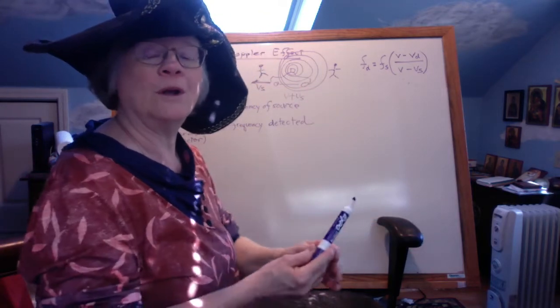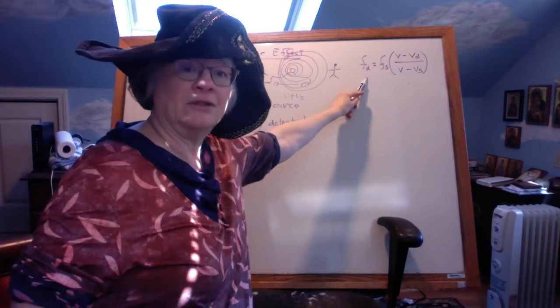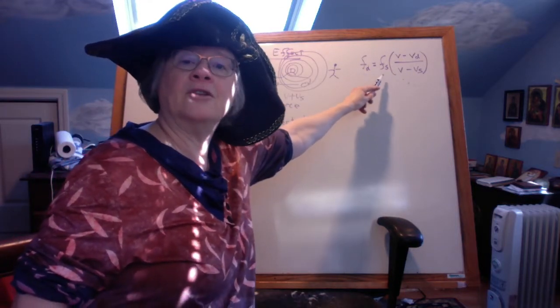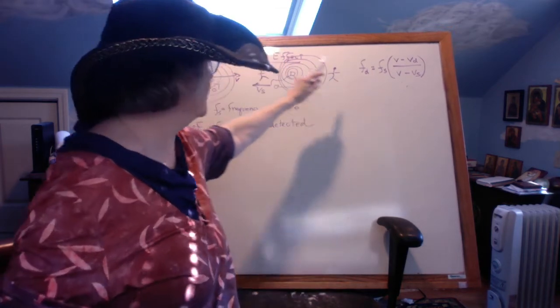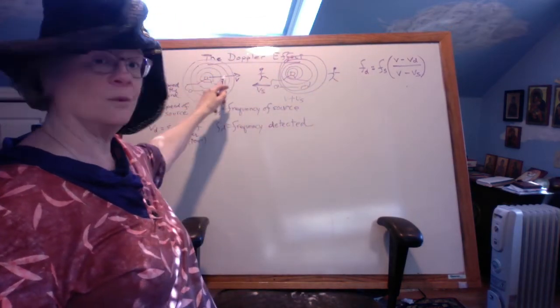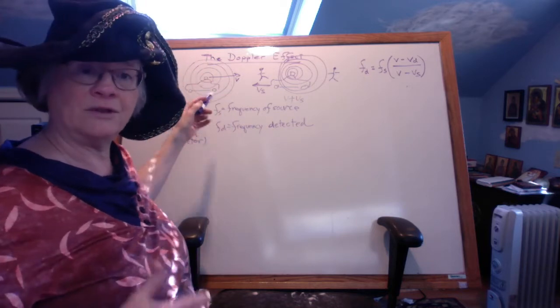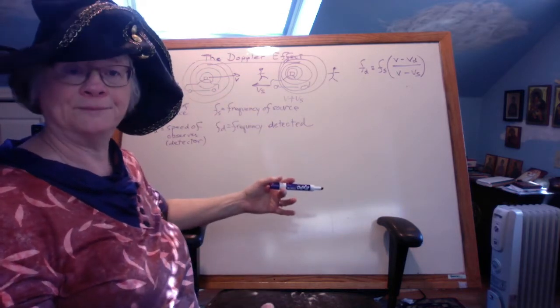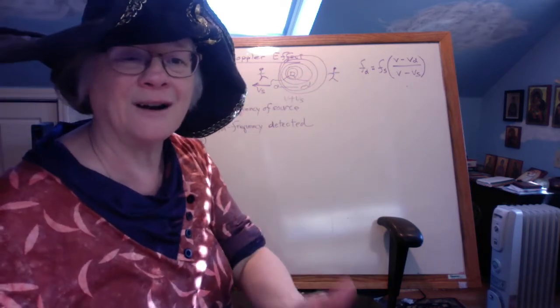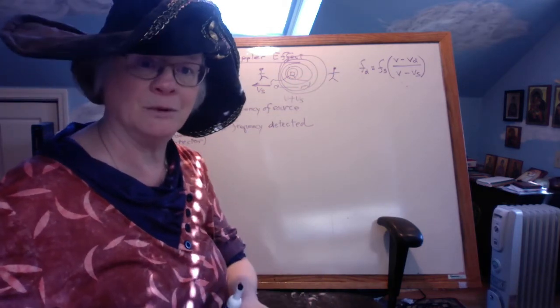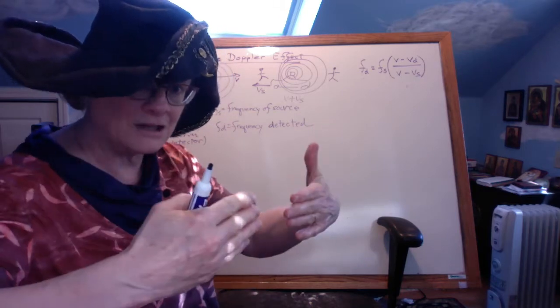Okay, so the frequency of the detector is a modified version of the frequency of the source. So this is the frequency of the source right here. It's the pitch of the sound if nobody was moving. So now, not only could the car be moving, but the person could be moving too. Like two cars coming at each other on the freeway.